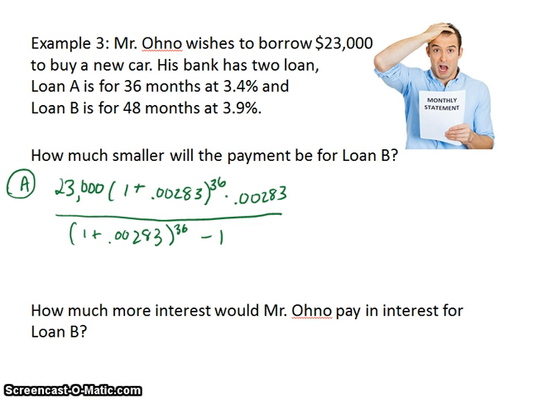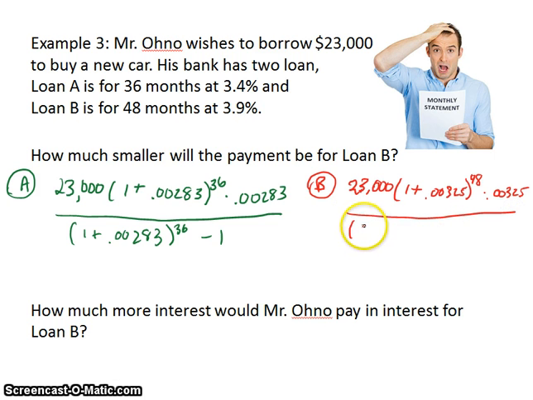Let's write out the equation then for loan B. It's 23,000 still. 1 plus now the interest rate 3.9 divided by 12. If we change that to a percent, 0.00325. And that is going to be raised to the 48 for the number of months times our interest rate, all divided by the 1 plus r to the n minus 1.